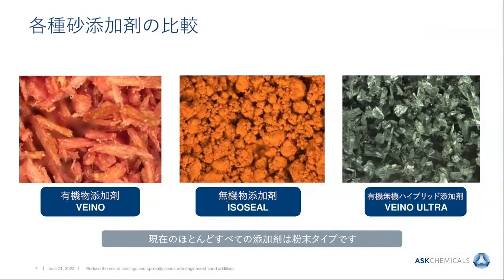What are the different types of additives? On the left side, you see organic additives, which we call Weno. In the middle, inorganic additives, which we call Isoseal. And on the right, hybrid additives, which we call Weno Ultra. Almost all of these currently existing additives are in the form of powder or granules.